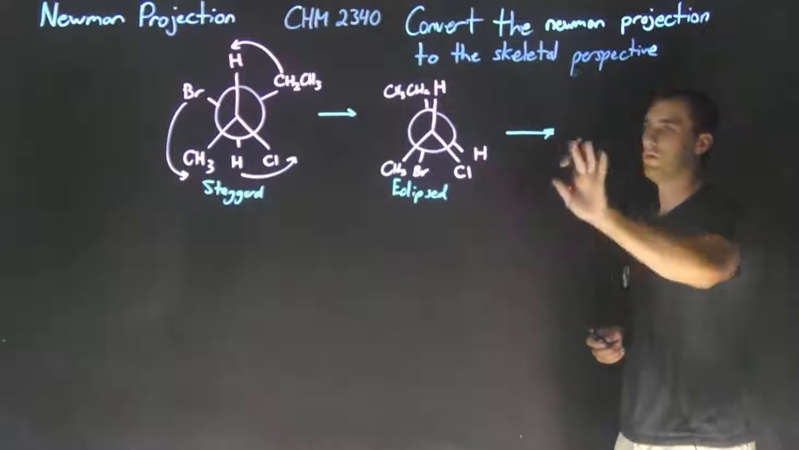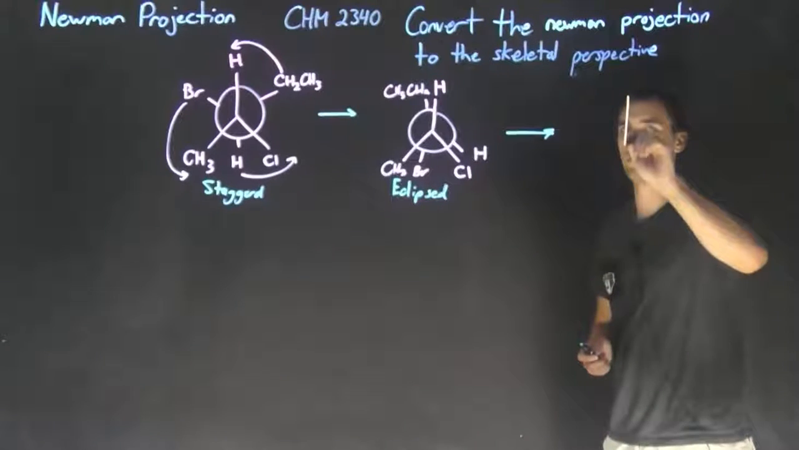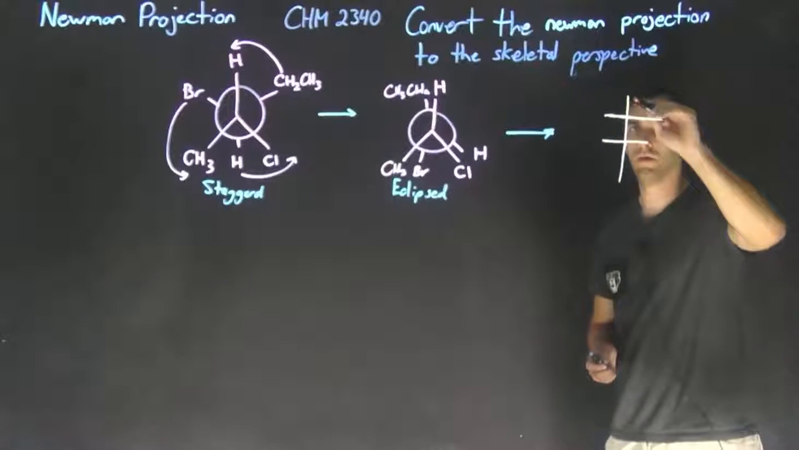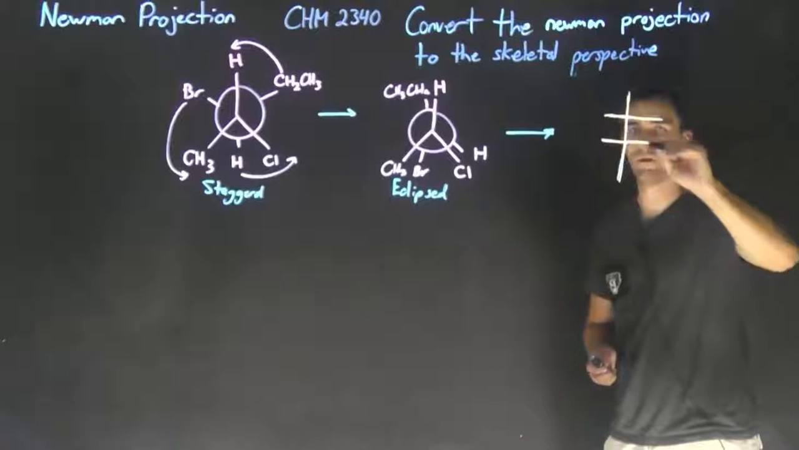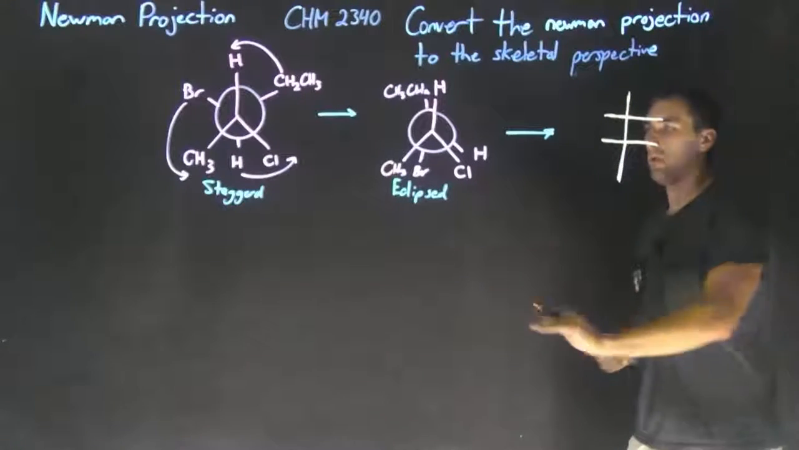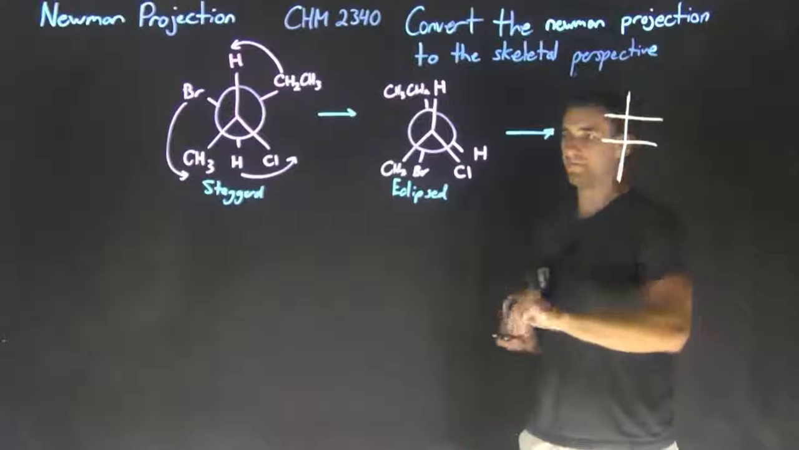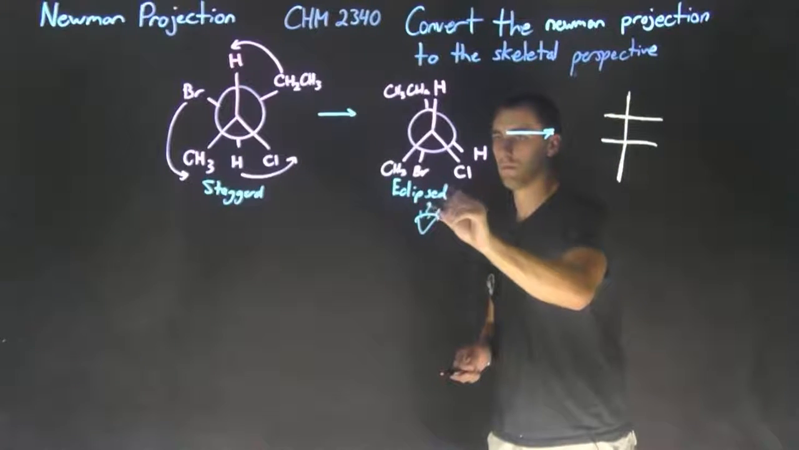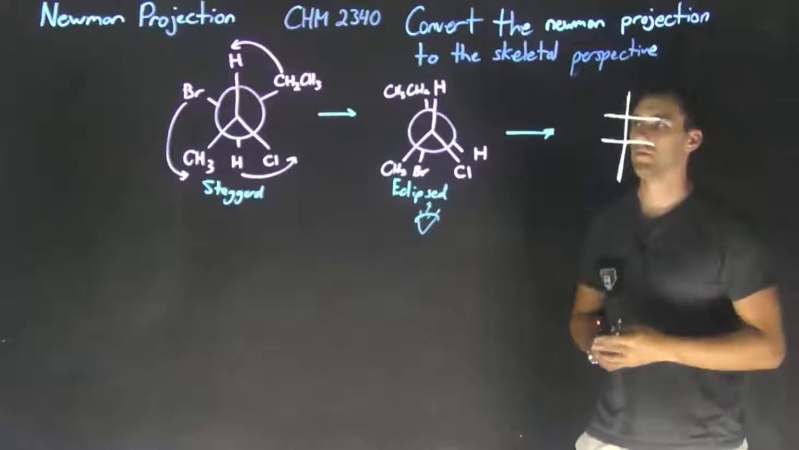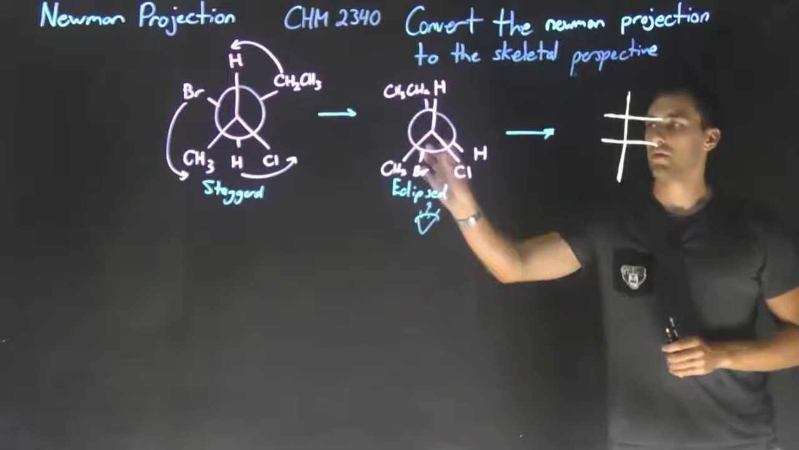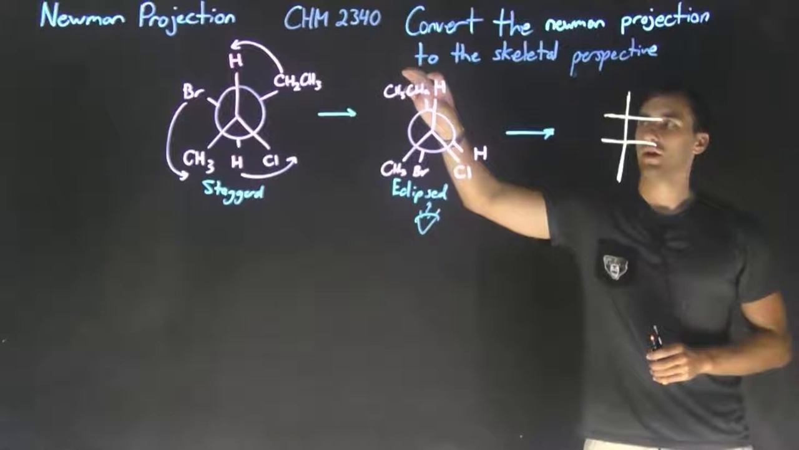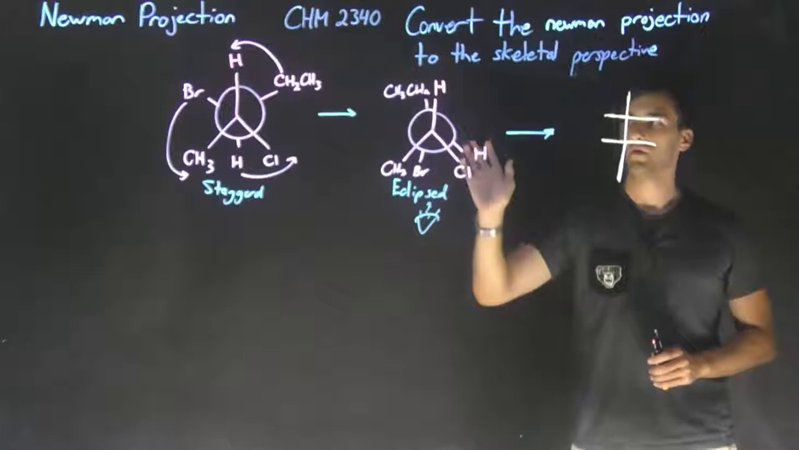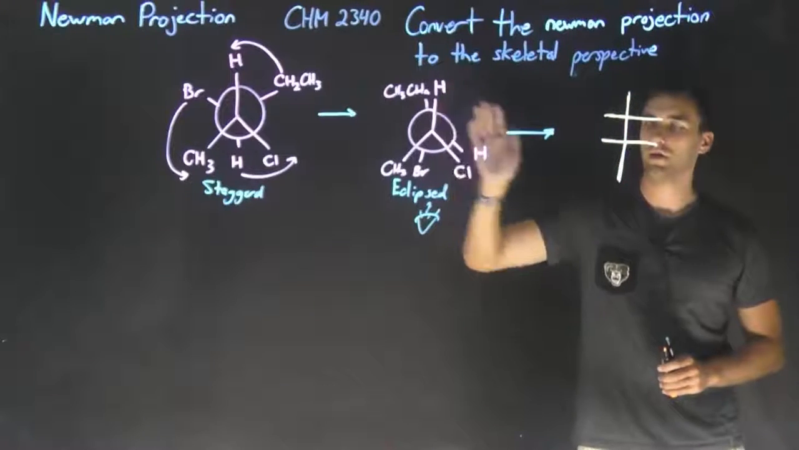In order to go from the Newman to the Fischer projection, what we do is we look at this from the bottom. If we look at this from the bottom, we can see that these two carbons will line up and that these two groups, you can see that we're going to be rotating this thing 90 degrees that way.